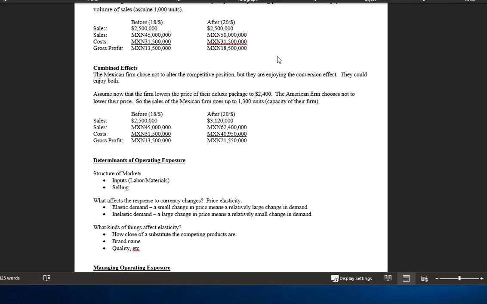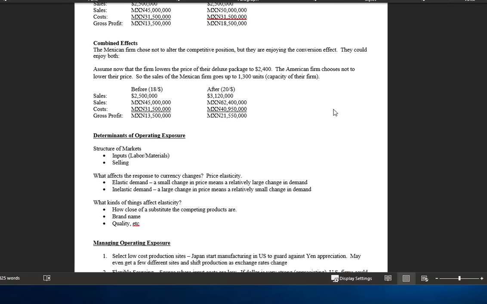However, in this case, they're just enjoying the currency effect, but they could enjoy the combined effects of a competitive change and then the currency change. So let's look at what would happen if they perhaps drop their price, even the $100 that I mentioned. They drop their price to $2,400 and they get a little bit of extra market share. So the assumption here is that they go from 1,000 units to 1,300 units, and that would be the capacity that they can run at. That's the assumption. So again, 13.5 million was where they were.